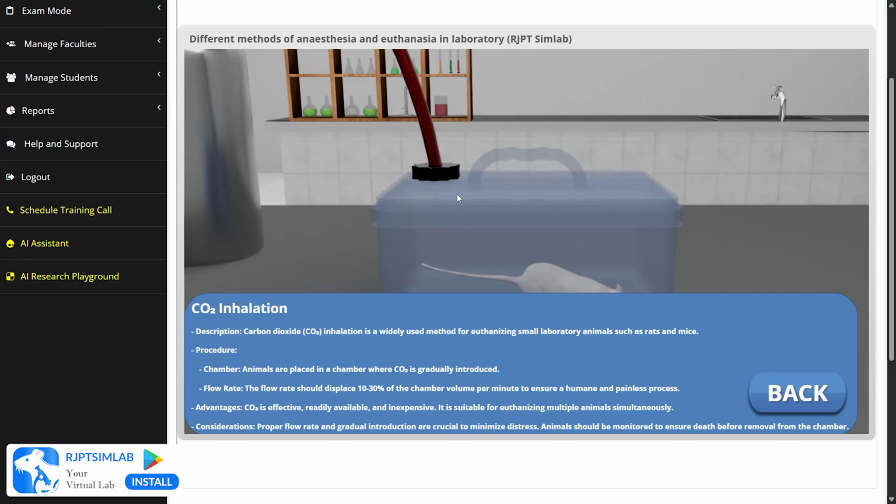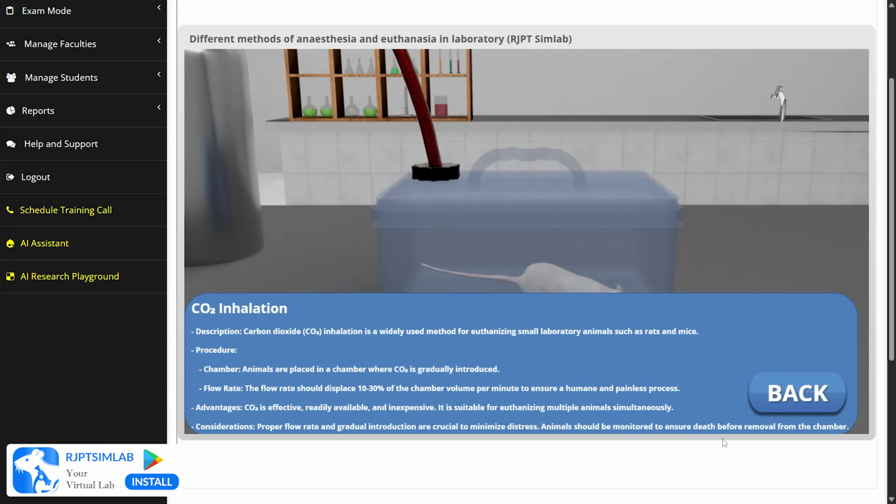The advantage of this step is that CO2 is effective, readily available, and inexpensive. It is suitable for euthanizing multiple animals simultaneously. The considerations are that a proper flow rate and a gradual introduction are crucial to minimize distress. Animals should be monitored to ensure death before removal from the chamber.